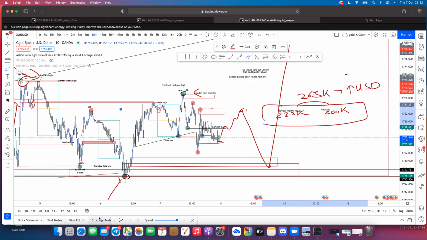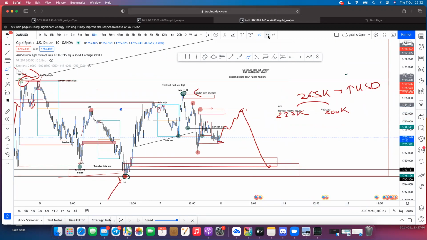What's the average jobs creation data? How many jobs does the US create normally, historically, on NFP? Does anyone know? Speak to me on the chat or speak it. Anyone know what the average number of jobs that are created in the US every month is? Come on, guys, have a guess. No idea, bro, I don't know.